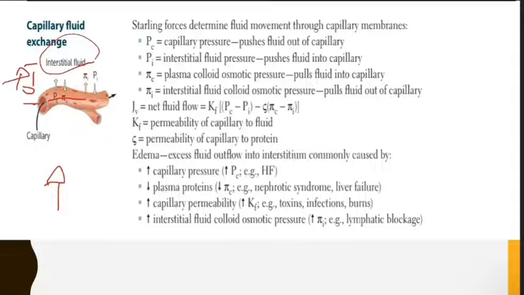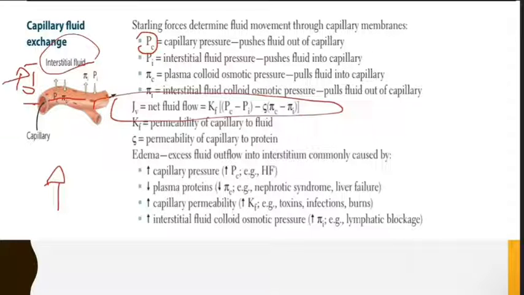So you have this equation here. First thing, you have Pc, the pressure in the capillary. The capillary pressure pushes the fluid out of the capillary. If you have more pressure in the capillary, this pressure inside the capillary will push the fluid from the capillary to the outside, to the interstitial fluid.